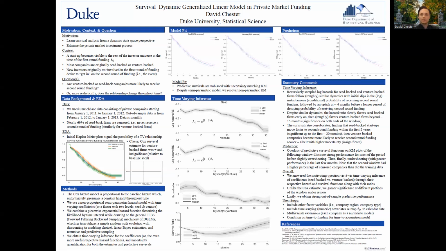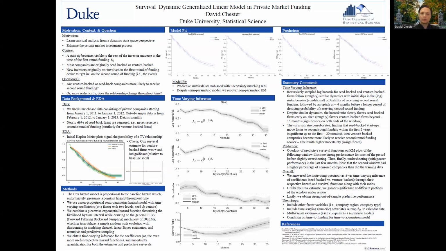Here, we combine a piecewise exponential hazard function, factorizing the likelihood by time interval, while drawing on the general forward filtering backward sampling machinery of dynamic generalized linear models, which in turn utilizes simple random walk evolution with discounting, a modeling choice, linear Bayes estimation, and recursive and predictive sampling to obtain time-varying inference for the coefficients, along with uncertainty quantification for both the estimates and predictive survival functions.